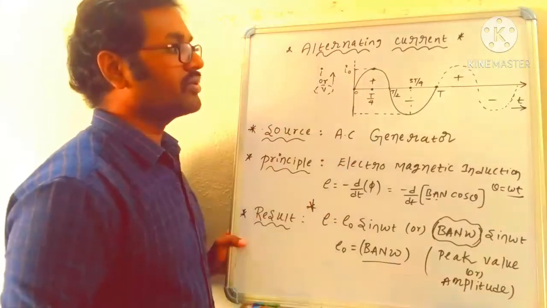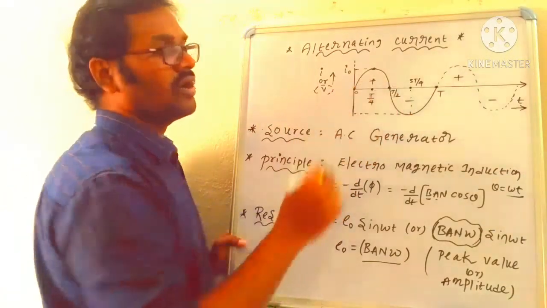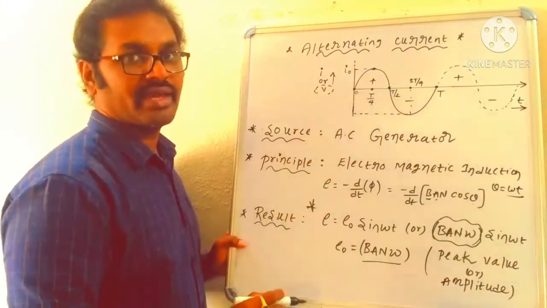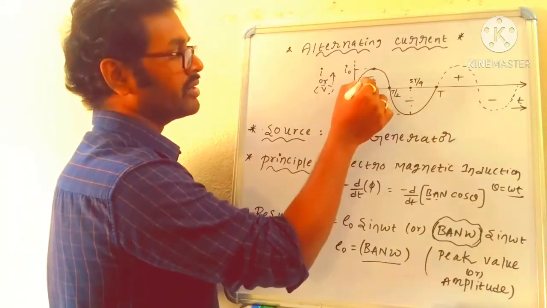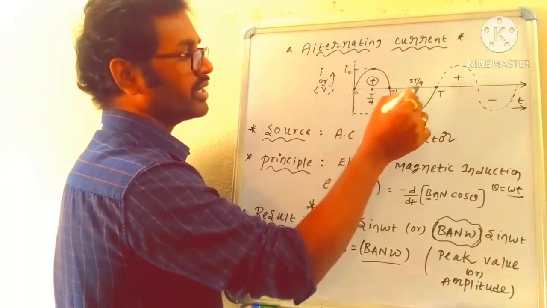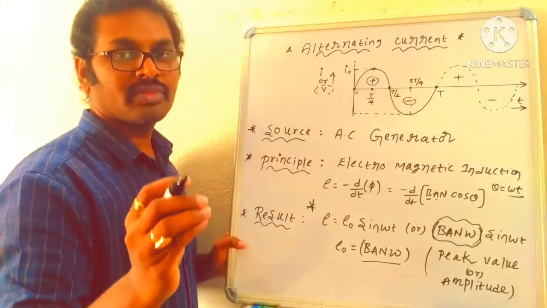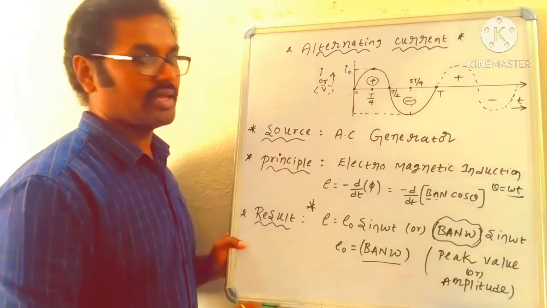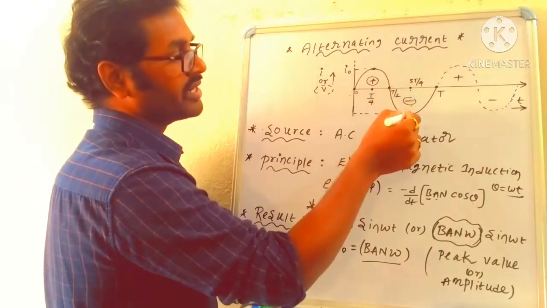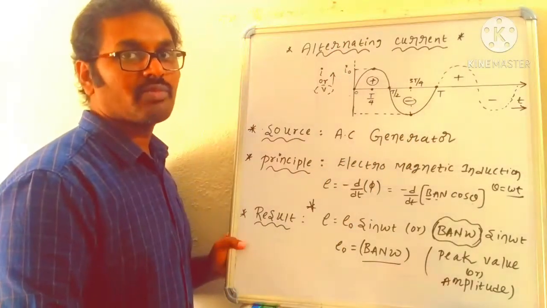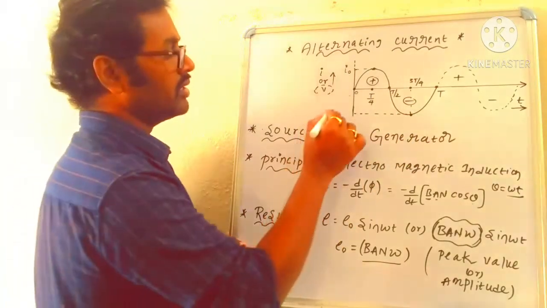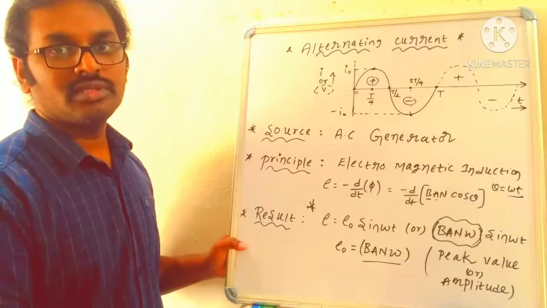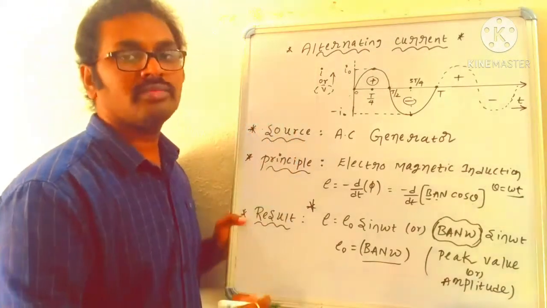And again at t is equal to T by 2, the current comes as 0. More importantly, the current is changing its direction. From 0 to T by 2, the current is positive. From T by 2 to T, the current is negative, which means the current changes its direction for every half cycle. And at t is equal to 3T by 4, the current has its maximum value in the reverse direction, denoted by minus I naught. And at t is equal to T, after one cycle, the current again comes as 0.